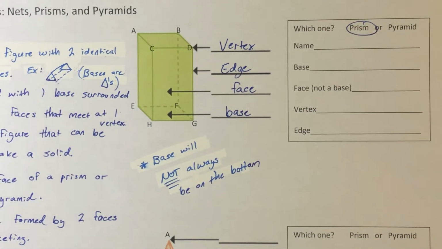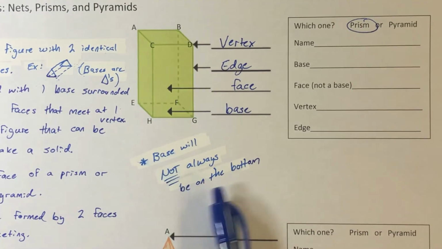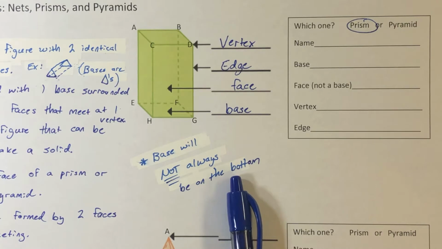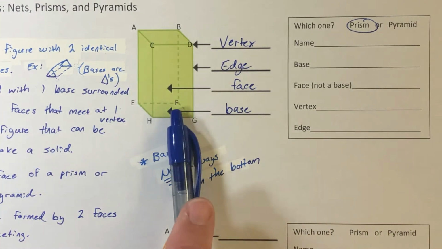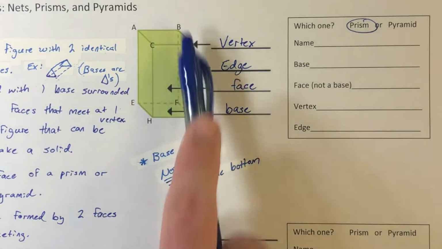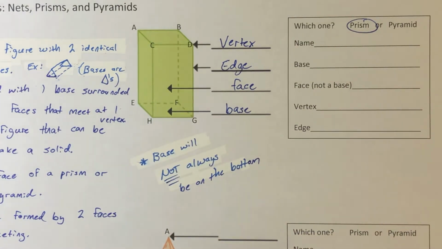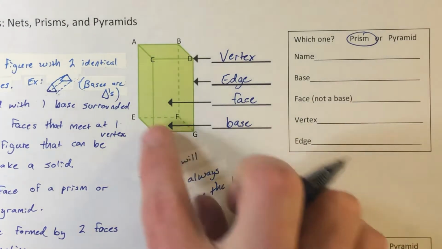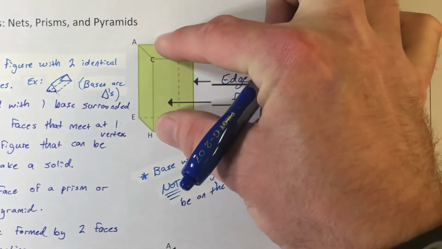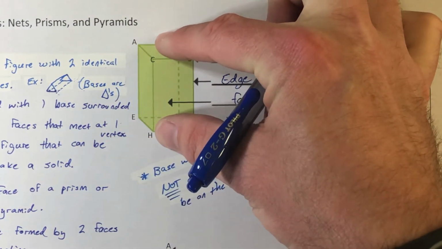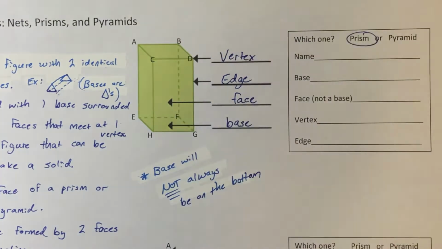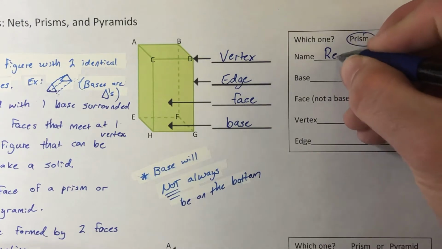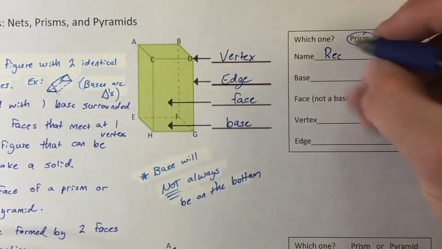Now, I have noted that the base will not always be on the top and bottom. For rectangular prisms or cubes, we typically do always refer to the base as the bottom and the top. Okay, next, let's name this. Well, the two sides that are parallel and opposite of each other that are identical, they're rectangles, so we're going to call this a rectangular prism. We're not going to assume that those are squares.